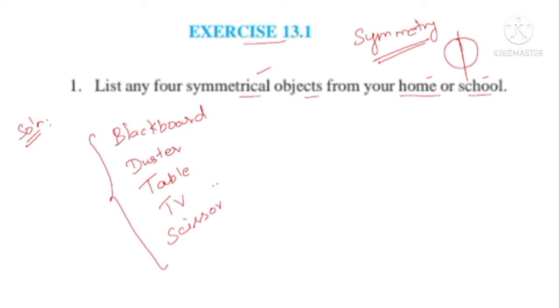Okay, so the answer for the first question is blackboard, duster, TV, table, scissor, and you can also give computer disk. Okay, computer disk. So any answers you can give, you can choose any four and you can write it. So this is the answer for the first one.